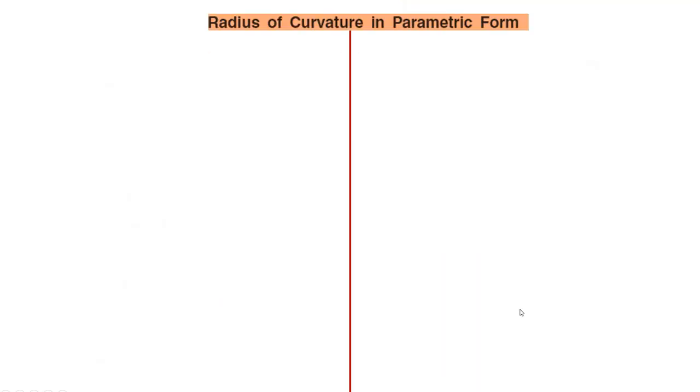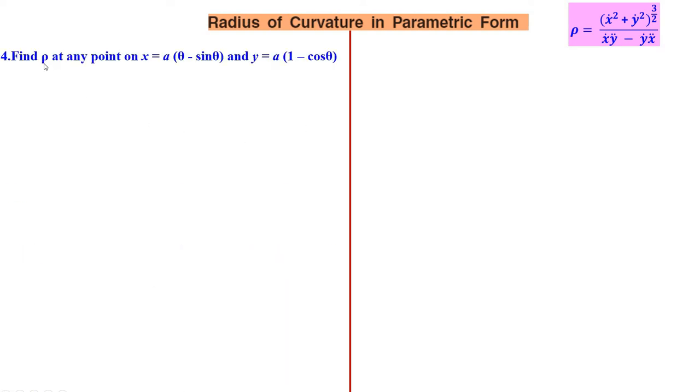Next, for the parametric form we will consider this problem, and this is the formula: x dot square plus y dot square whole thing raised to 3 by 2 by x dot y double dot minus y dot x double dot. In some books it may be written as x prime also, that doesn't matter. Now you find the radius of curvature at any point on. So here parametric form is given, so that means this formula is to be used.